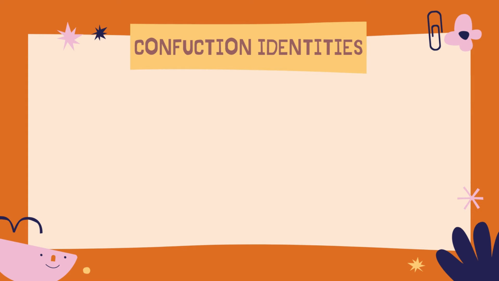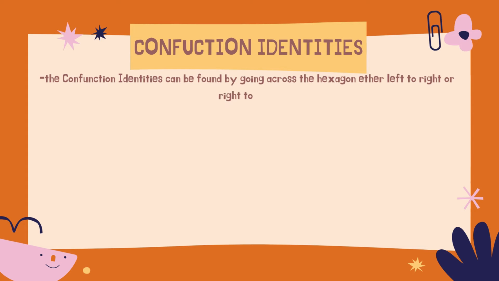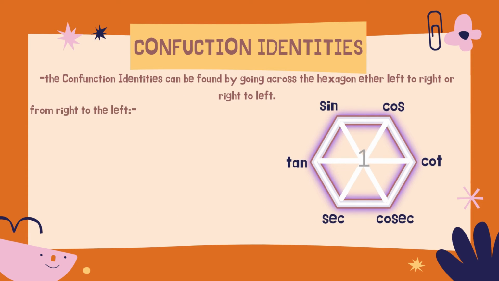Next part is cofunction identities. All the cofunction identities can be found by going across the hexagon from left to right or right to left. Going from right to left, sin of 90 degrees minus theta equals cos theta. What is meant by this is that cos theta equals sin theta when the angles add up to 90 degrees. Next is tan of 90 degrees minus theta equals cot theta.